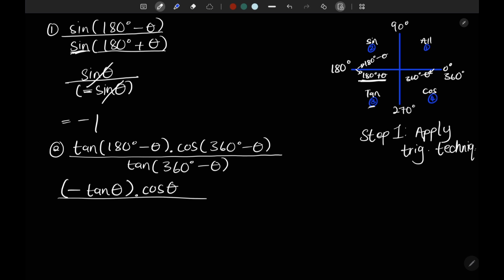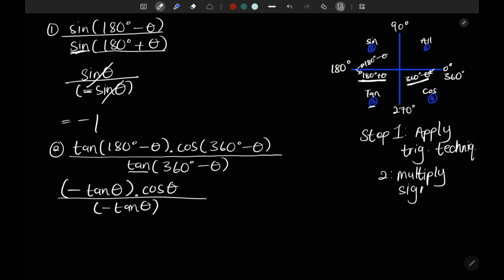And let's go to the denominator. We have tan 360 degrees minus theta. 360 degrees minus theta. Let's look for it on the CAST diagram. There's 360 degrees minus theta. It's in the fourth quadrant where tan is negative, right? So your answer should be negative tan theta. Now, the second step would be to multiply your signs.